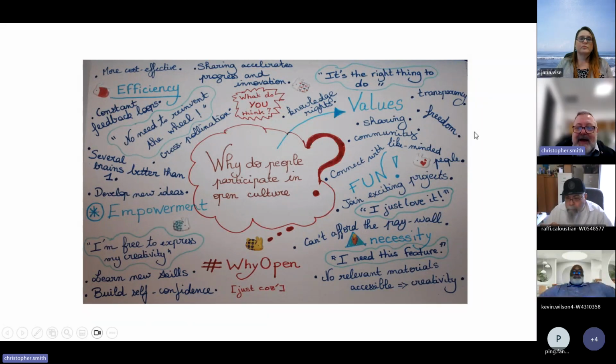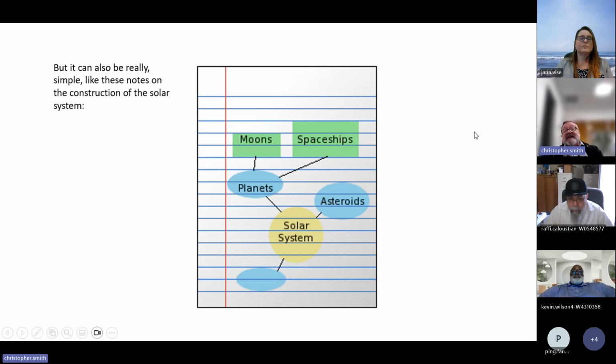However, the mind map can be as simple as this. This was obviously from a science class. Solar system. Part of the solar system are planets and asteroids, related to planets or moons. And for some reason, the person who took this one put spaceships. I'm not quite sure. I always think of that as UFOs, but I guess it could mean our spaceships. It could mean NASA circling the planet.